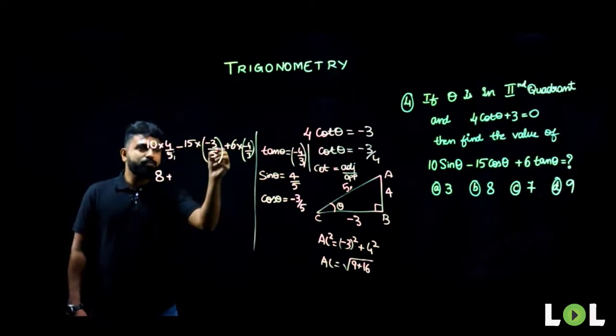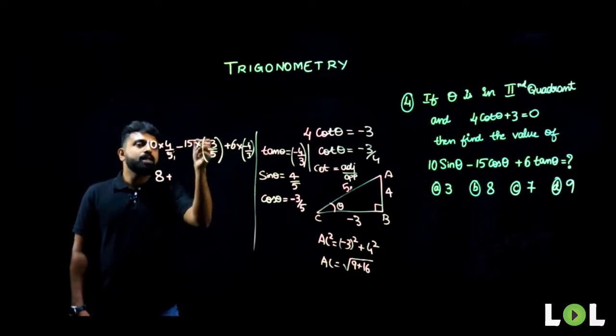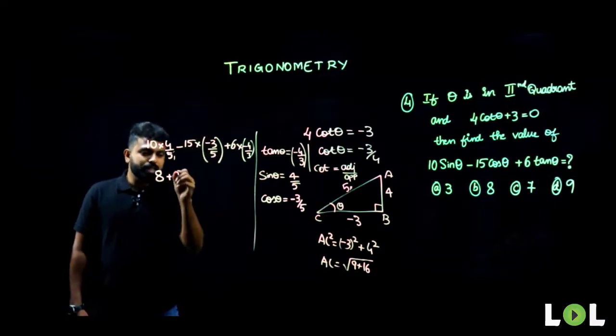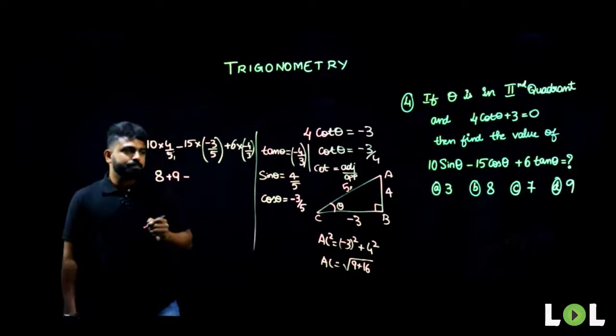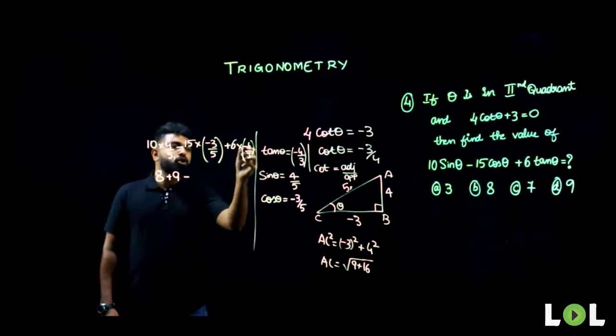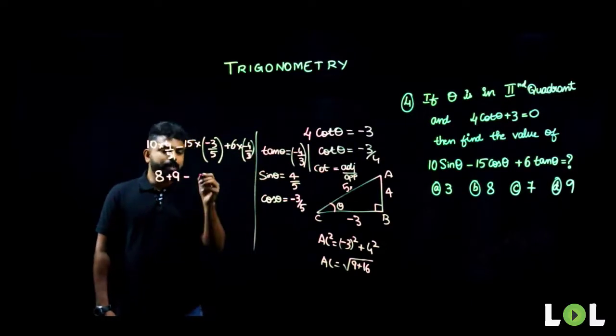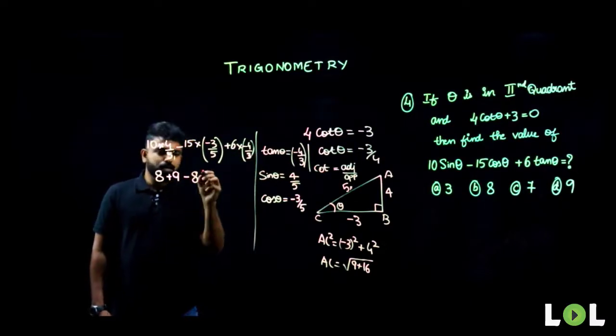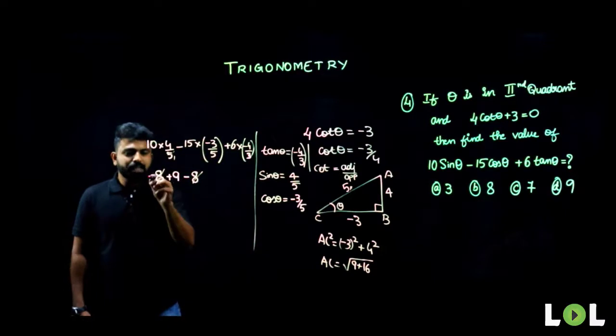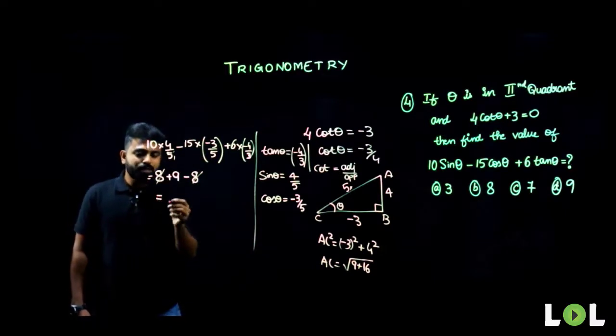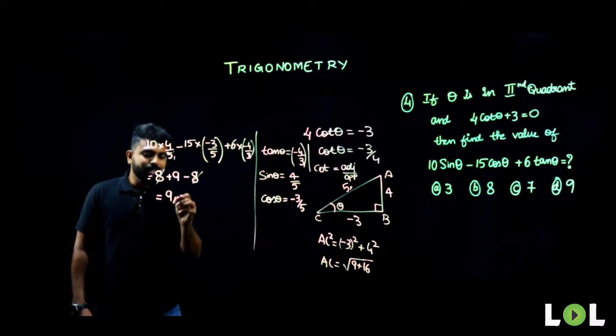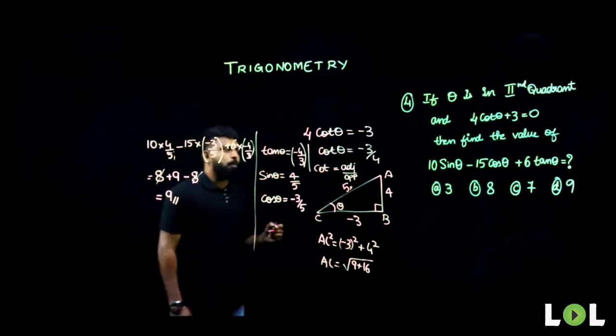And what will I be left with? 5 ones, 5 3 is 15, 3 3 is 9. Minus, because I have 6 into minus 4 is minus 24, divided by 3. So I'll be left with minus 8 here. So minus 8 and plus 8 get cancelled. So what will be the final value? The final value I'll be left with is 9. Do we have that in our options?